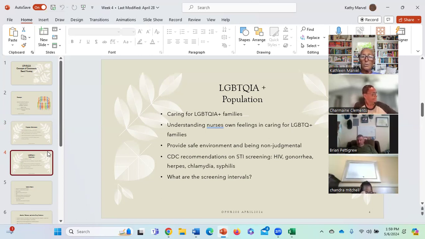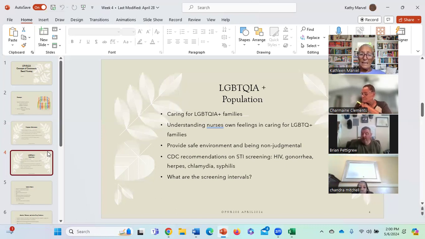One of the things with LGBTQ families, the second bullet, is understanding your own feelings. We need to provide a safe environment for LGBTQ clients to be able to talk about what's going on, being non-judgmental. For example, we may not say, do you have a husband or do you have a wife? We may say, do you have a partner? You can't assume heterosexuality. You have to ask open-ended, non-judgmental questions, providing them a safe environment to talk about what they're coming to seek care for.